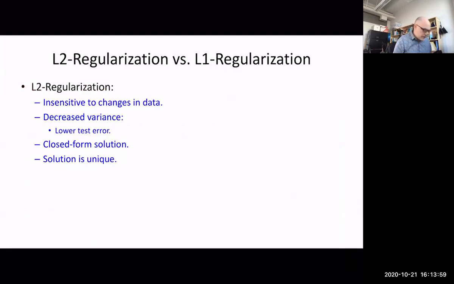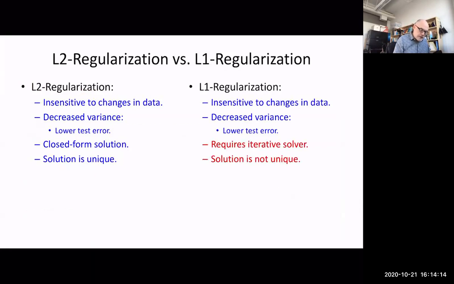Great. So L2 regularization, since there's changes in the data, it decreases variance, i.e. basically it leads to lower test error because of the arguments that we made last time. There's a closed form solution. That's cool. The solution is unique. L1 regularization has the same two first properties, but it requires an iterative solver, so a proximal gradients kind of approach. The solution is not unique.